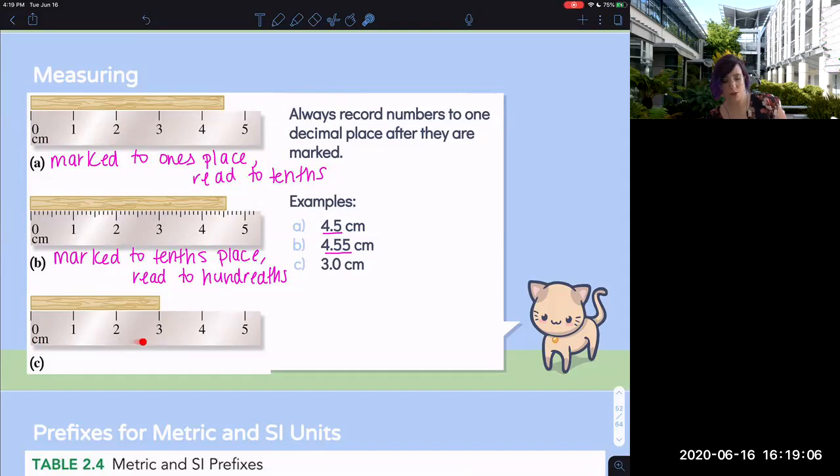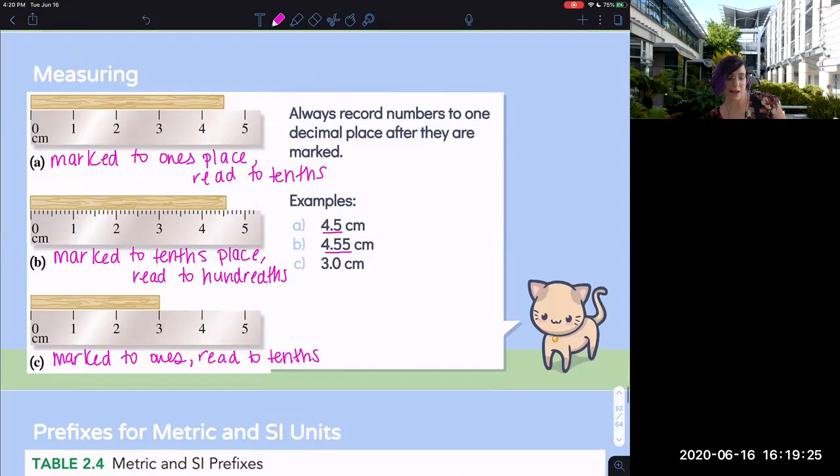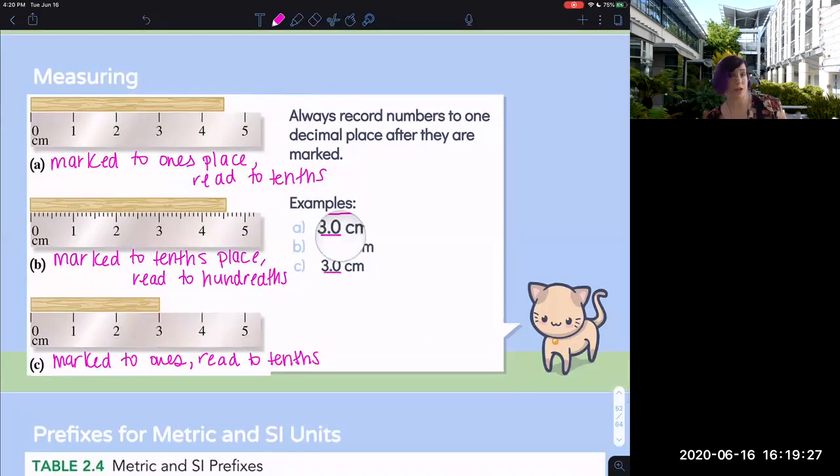And then here, this one is also marked to the ones place, but it's a common mistake for students because they just want to put 3. But this is marked to the ones place, so we have to read it to the tenths place. So if you think it's right on the 3, you gotta say 3 point what? So we gotta say 3.0. So make sure that you're reading those correctly.